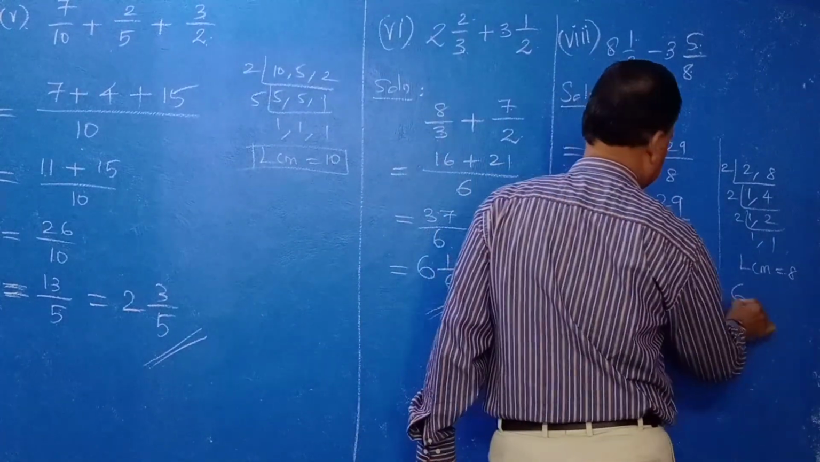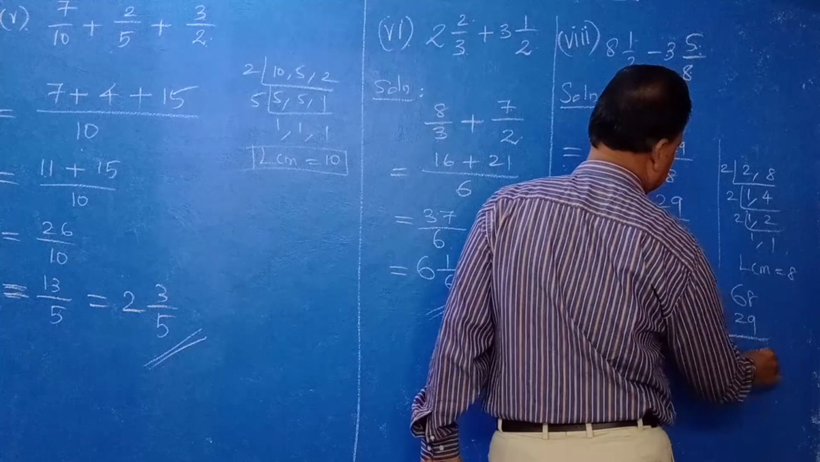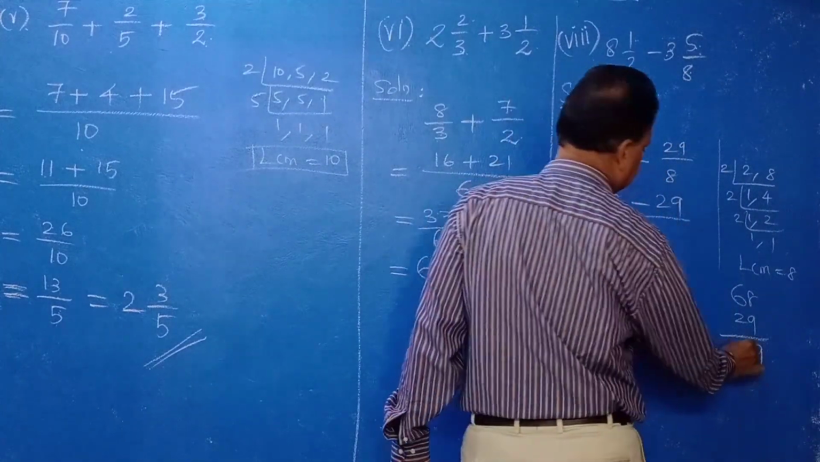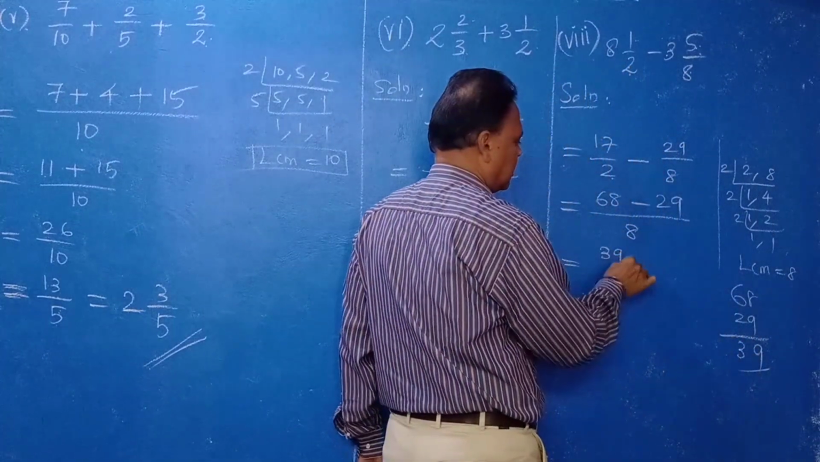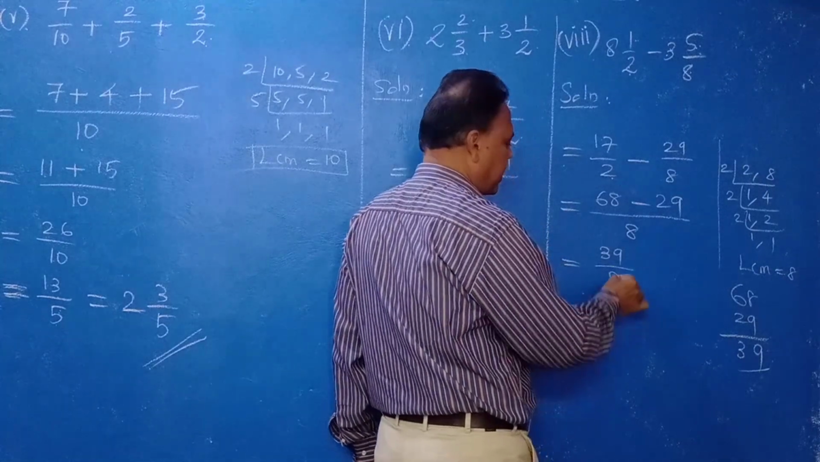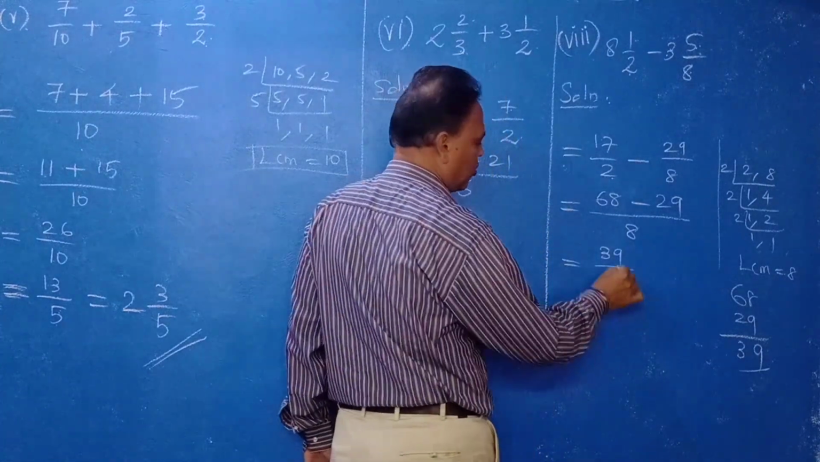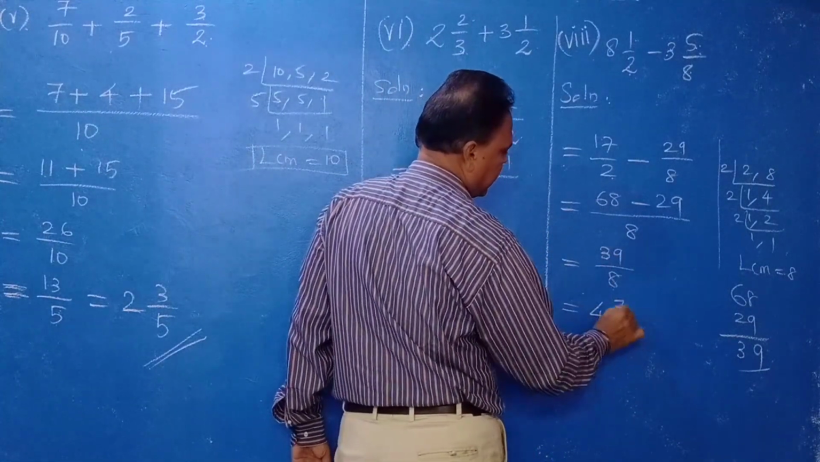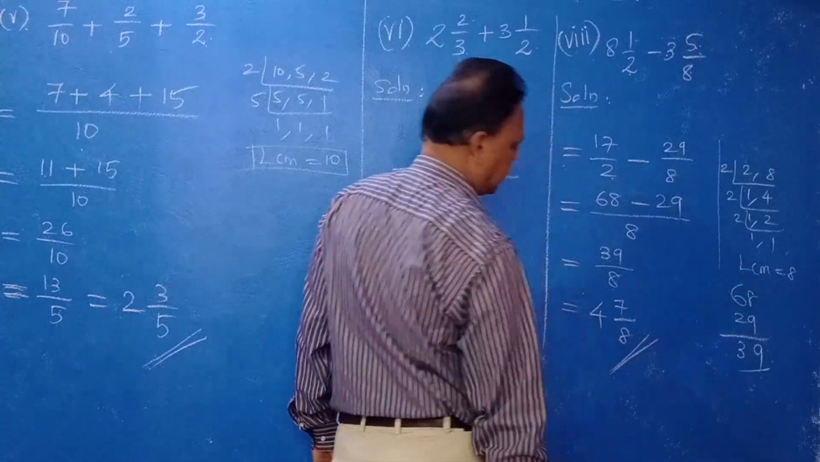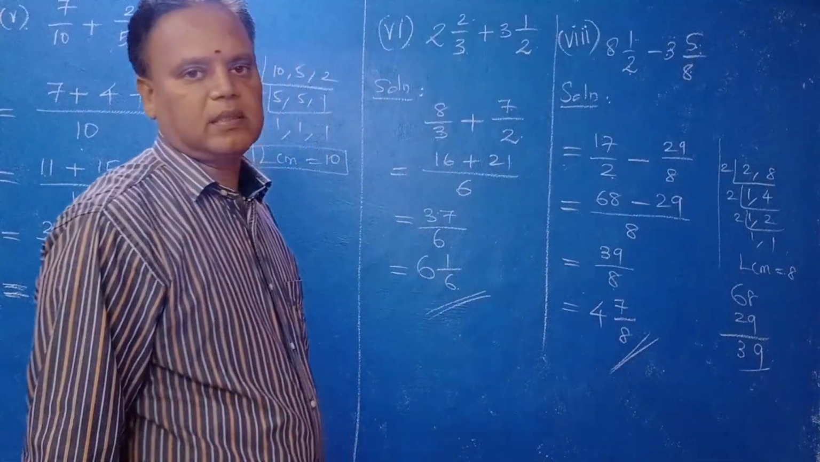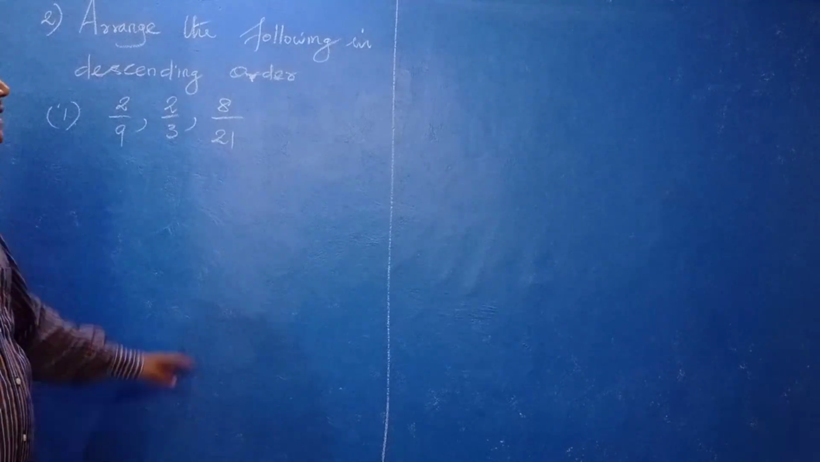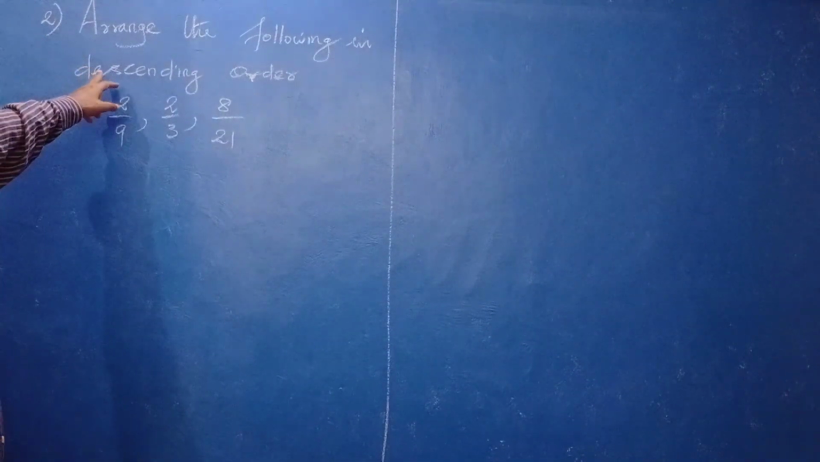Now 68 minus 29. 9 from 18 is 9, and 3, 39. 39 by 8. So with the 8 table you can easily divide. How many times? 4. 7 by 8. 4 and 7 by 8 is the answer. Clear? So next, we'll see the second problem.